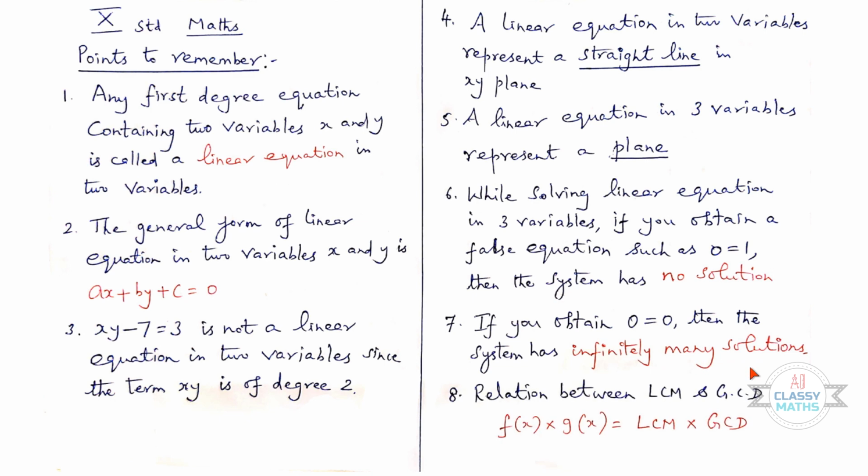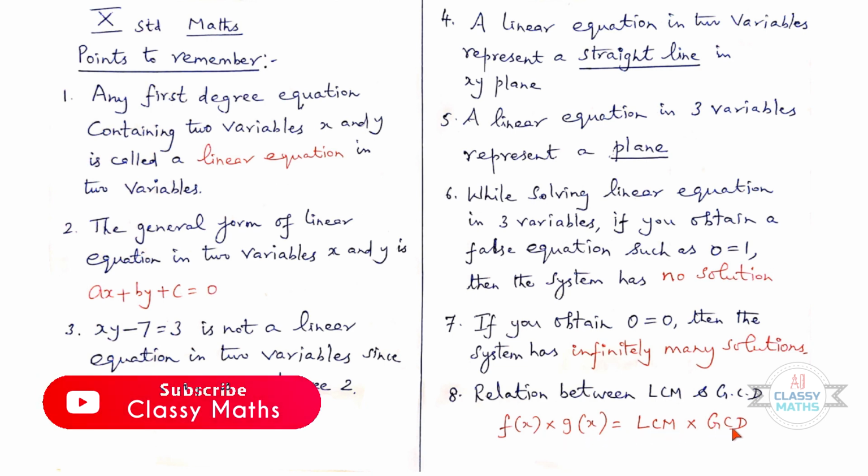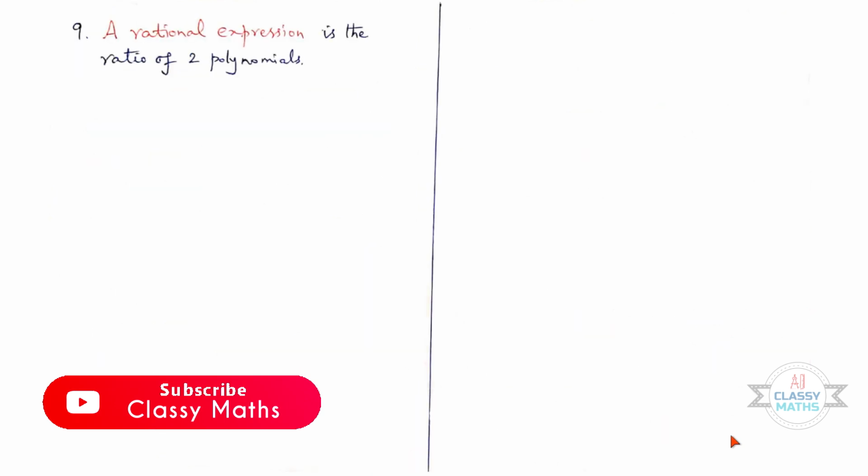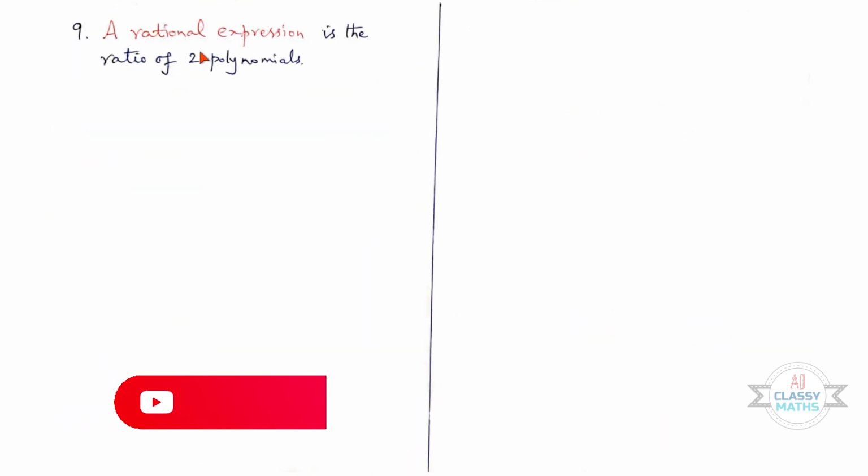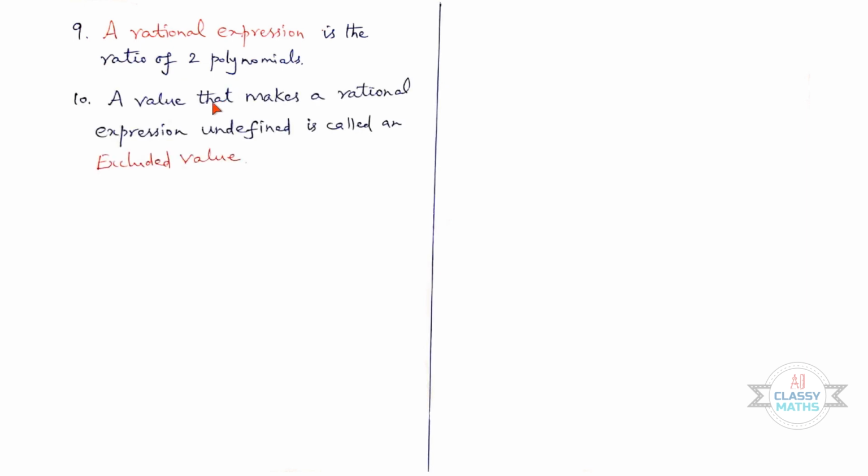Eighth one, relation between LCM and GCD is f of x into g of x is equal to LCM into GCD. Ninth one, a rational expression is the ratio of two polynomials. Tenth one, a value that makes a rational expression undefined is called as excluded value.